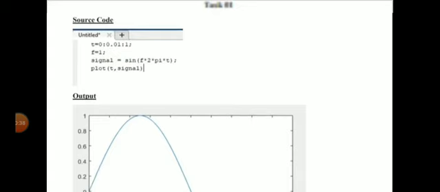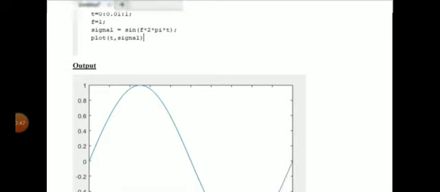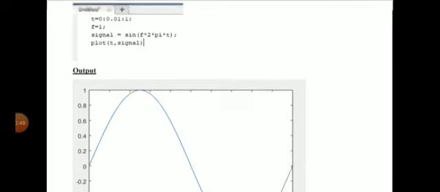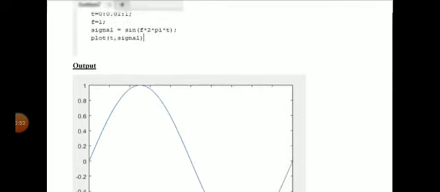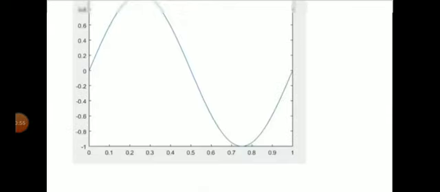Here we use one axis, the time axis, and the other one is the signal. We have used the sine axis. So when we apply this input, the signal shown to us is the sinusoidal signal, between time and sinusoidal.